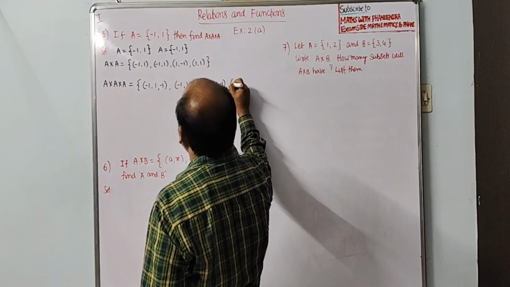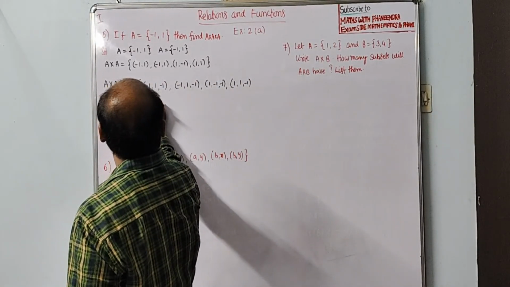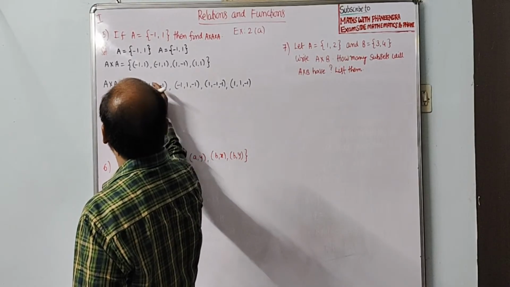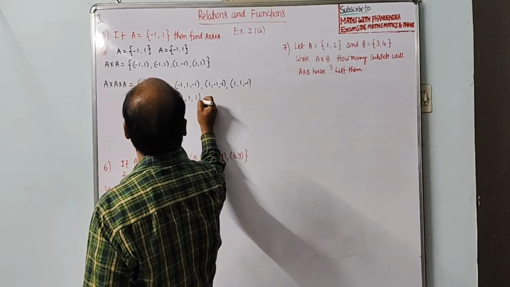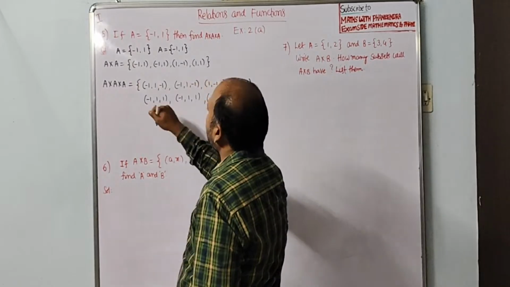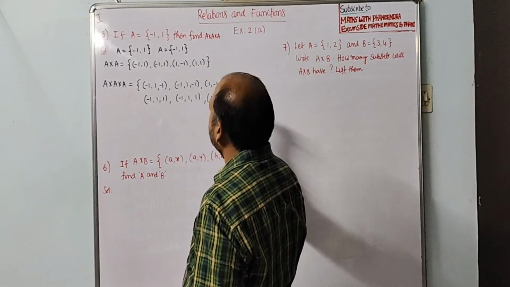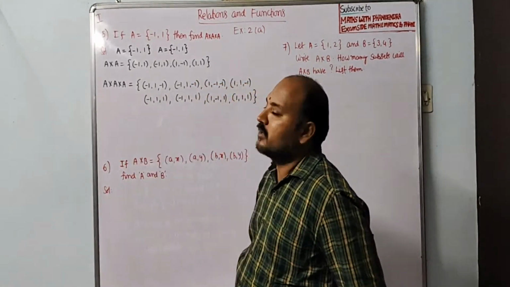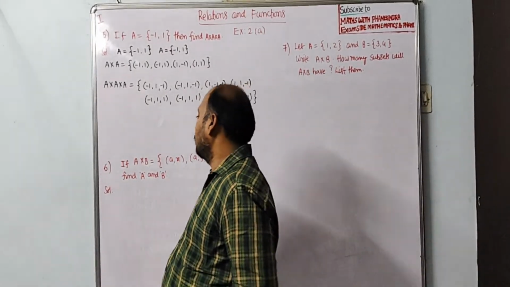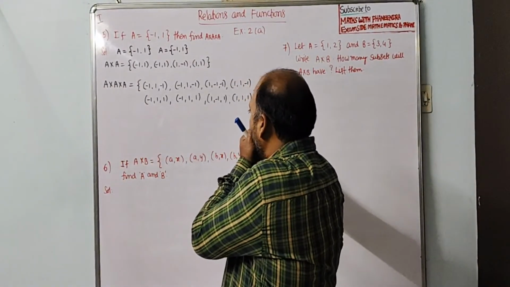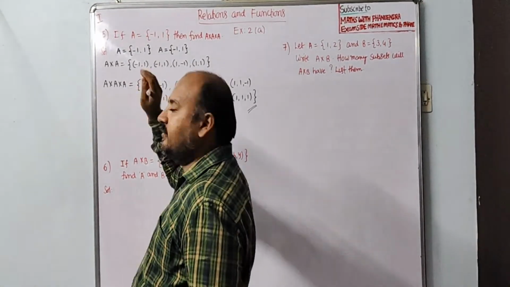Next (1, 1, -1), then (-1, -1, 1), (-1, 1, 1), (1, -1, 1), and (1, 1, 1). So total 8 elements are there. This is about A cross A cross A. This is not an ordered pair, this is an ordered triad.